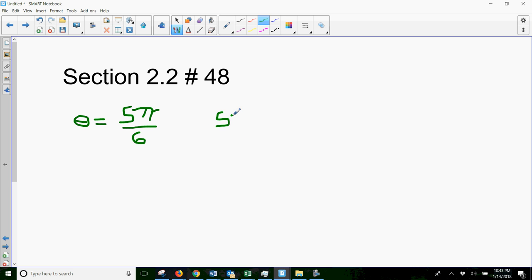So here we have 5 pi over 6, and we'll multiply that by pi, and then put 180 on top. This way the pi's will cancel out. I like to simplify sometimes before I multiply. So 6 goes into 6 once, and 6 goes into 180 30 times. And then 5 times 30 is 150. So we're dealing with a 150-degree angle.